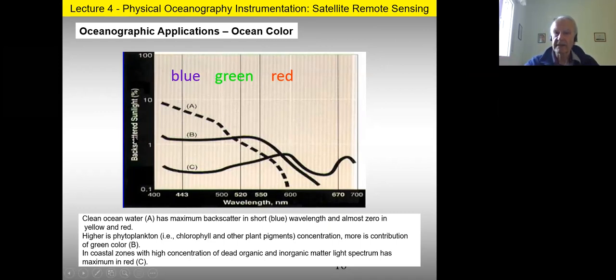So this is how we explain the different colors of the world ocean, and by looking at the differences between the blue and green spectrum, we can calculate the concentration of phytoplankton, by doing the validation with the in situ data measured from platforms and so forth.